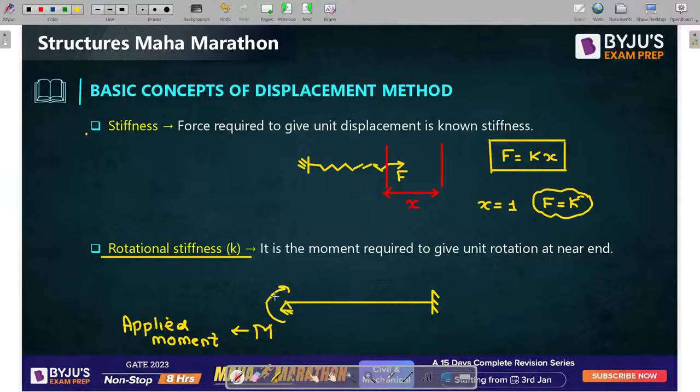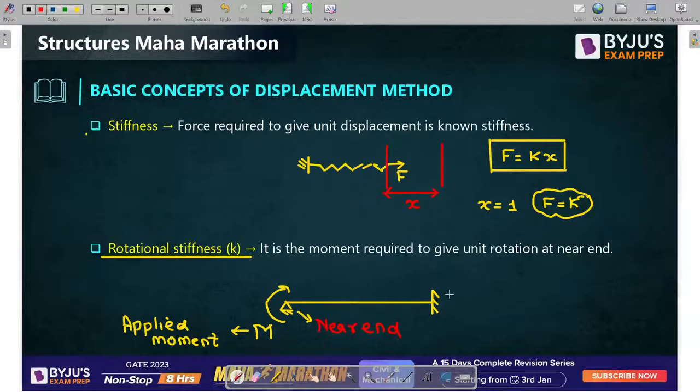Let us consider this support is hinge or roller where we have applied the moment, and such type of support or such type of location is known as near end, where you have applied it. This one is near end, where you have applied the moment. Getting a point?